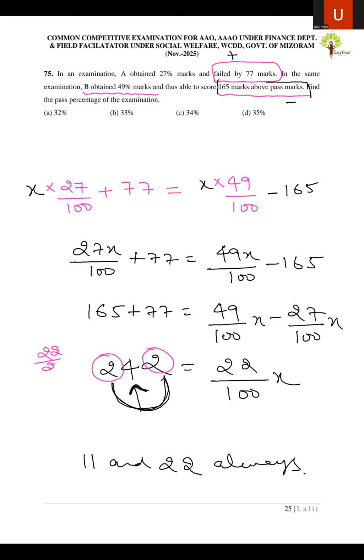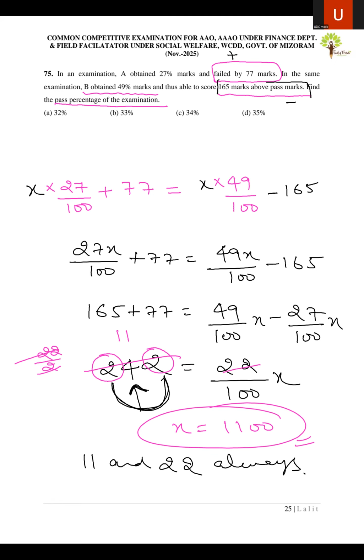So 22, how many times? 11 times. So x equals 11 multiply 100, that is 1100. So this is the value of x. What are they asking? They're asking to find the pass percentage of the examination. So x equals 1100. Sorry, x is 1100. So 1100, put in this.